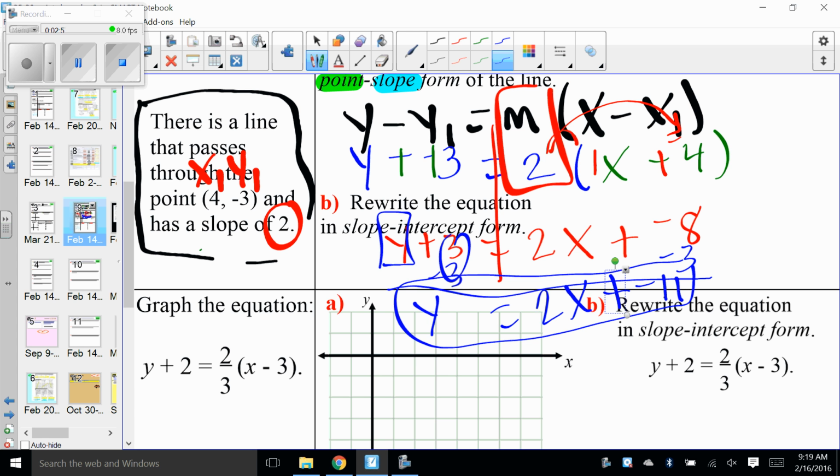y equals 2x plus -11. So that's how we go from something called point slope to something called slope intercept form. It's just solving for y. We've been practicing that.